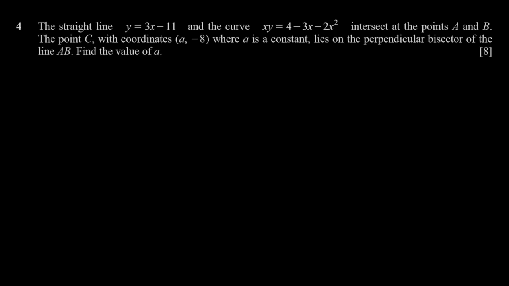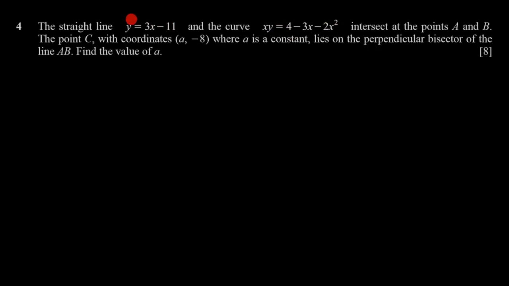Right, there are a few things we're going to need to do here, and really the difficulty of the question is figuring out what those steps are. We're told that this line and this curve intersect at the points A and B, so it's probably going to be helpful to find A and B. How do we find the intersection points? Well, intersection points are the solution to simultaneous equations. We've got to solve this and this simultaneously. How are we going to do that?